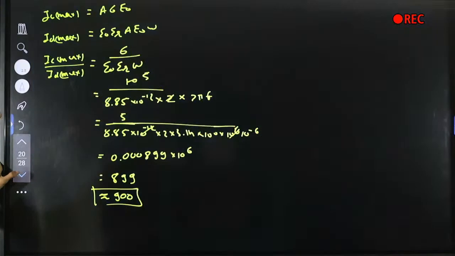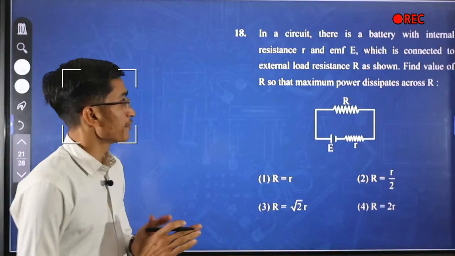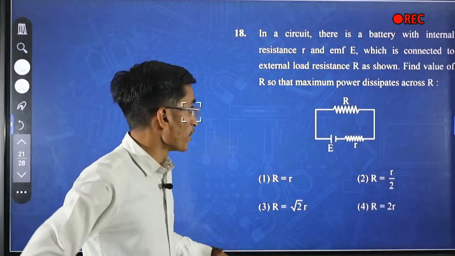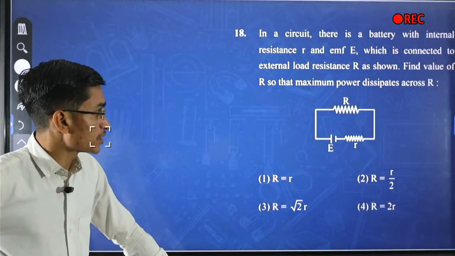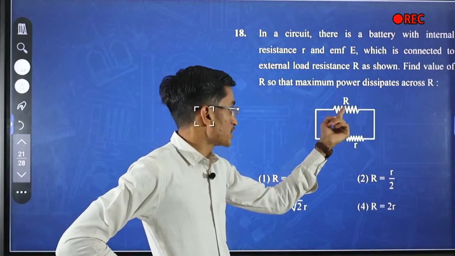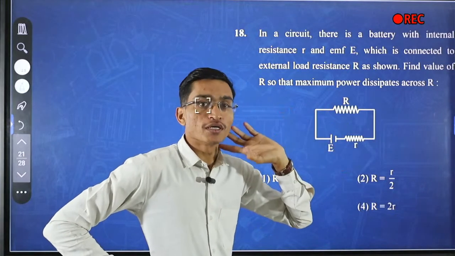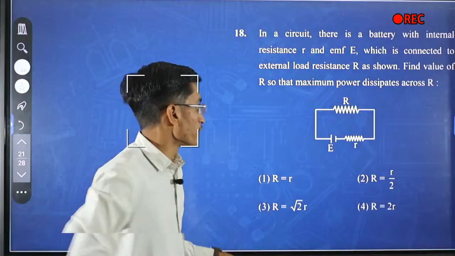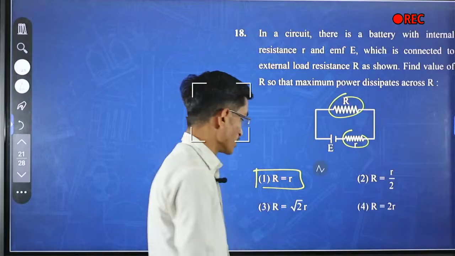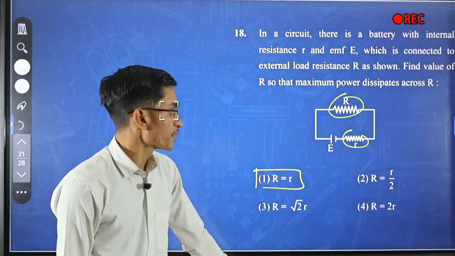Okay. Next one. In a circuit, there is a battery with internal resistance r and EMF E, which is connected to an external load resistance R as shown. Find the value of R so that the maximum power is dissipated across R. Okay. For maximum power dissipated in R, the value of R should be equal to the internal resistance of the battery. We have derived this formula. So R must be equal to the internal resistance, so the power dissipated will be maximum.